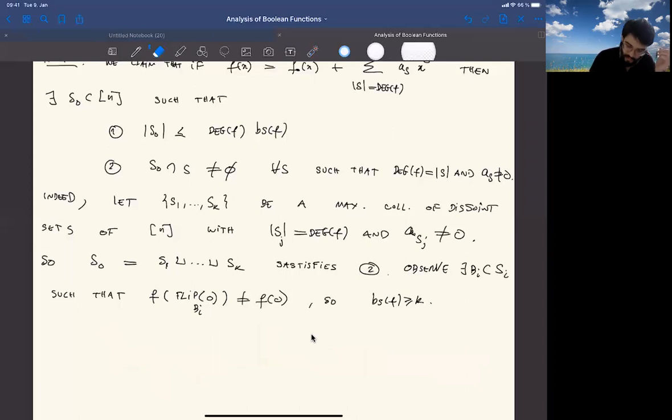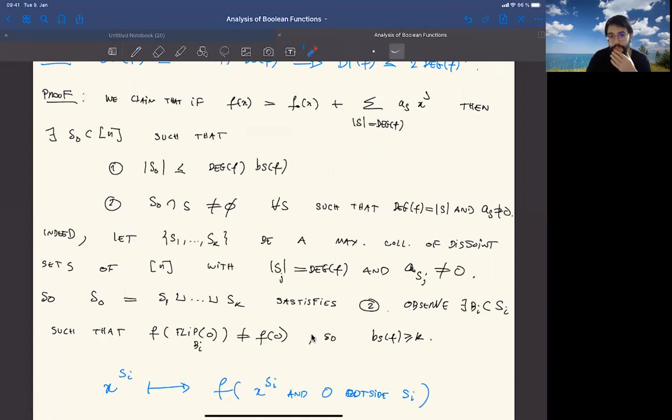Sorry, not bi. Let me write this more carefully. You take x_Si and map it to f of x_Si, and you put zero outside Si. So you look here. If I put zero outside Si, all these guys here will be zero because they have less than degree of f variables, and so it will at least catch one of these zeros. So this part goes away, and in here, exactly only the Si block that I choose will survive, which is non-zero because this guy is non-zero. So this function here is definitely non-zero. It's exactly just that multiplication of the variables in this block.